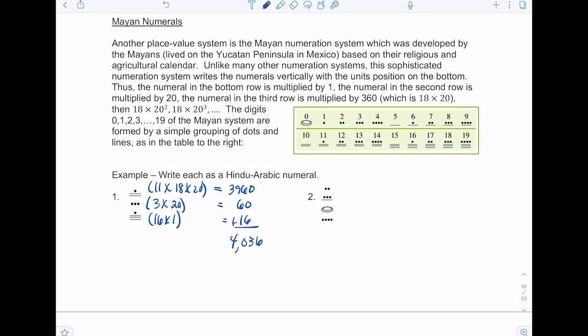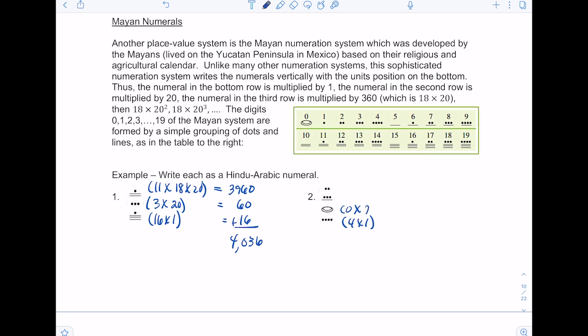Okay, let's try one more. This time we have a 4-digit number. So here I have 4 dots. That just represents 4, and I'm going to multiply that by 1. And then I've got this saucer-looking thing. It's like a UFO. That's the number 0. So the Mayans actually had a symbol for 0. Remember, the Babylonians did not, so that made things very confusing.